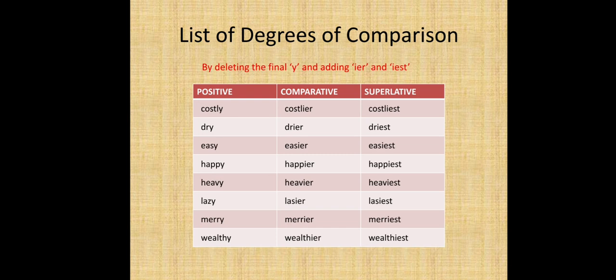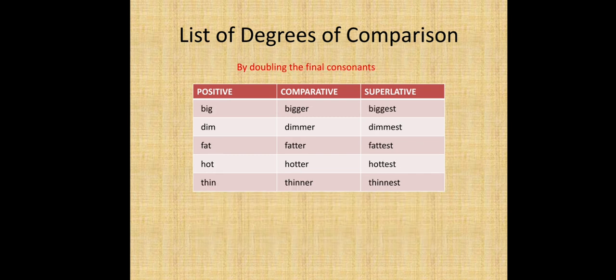Now see, by deleting the final Y from the positive word and adding IER and IEST. Now see, positive, comparative and superlative, costly. We'll remove Y and then it will become costlier. IER will be added and IEST in the superlative degree. So costly, costlier, costliest. Dry, drier, driest. Easy, easier, easiest. Happy, happier, happiest. Heavy, heavier, heaviest. Lazy, lazier, laziest. Merry, merrier, merriest. Wealthy, wealthier, wealthiest.